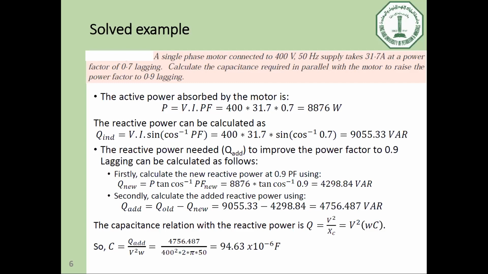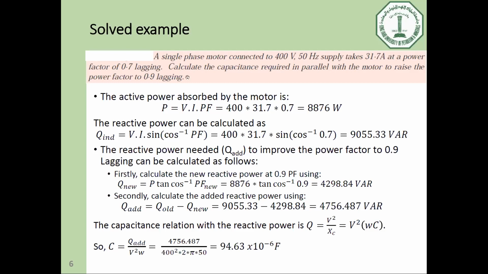So for any kind of voltage in examples or problems, it should be the RMS value. So 400 volt here is the RMS value of the supply. 50 hertz is the supply frequency, and 31.7 is the current absorbed by this load, and it's stated that the power factor is 0.7 lagging.